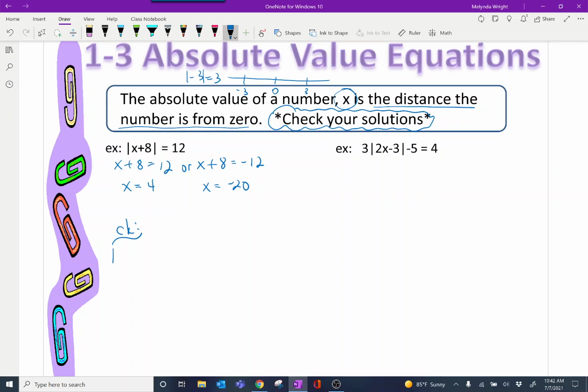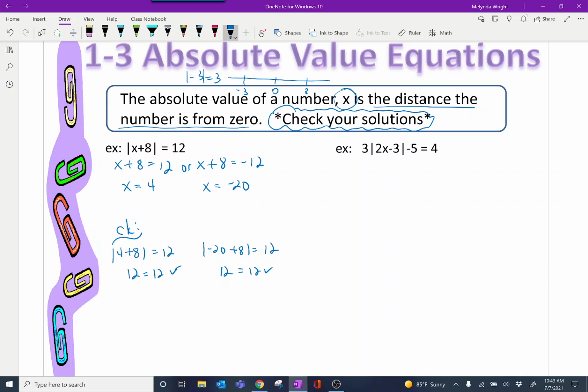So if I plug in a 4 here, we see that the absolute value of 12 is 12, and this one checks. Okay, great. So let's do the other one. We'll plug in a -20, and we have the absolute value of -12, which is 12. And so both of those check out. Okay, great.